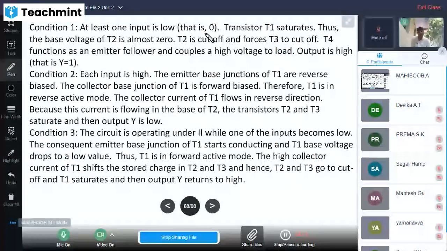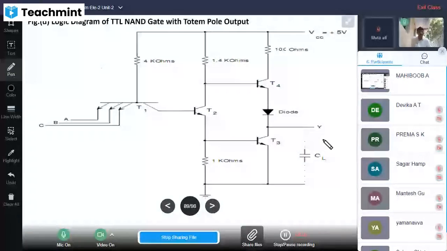At least one of the inputs is 0, the TTL transistor T1 saturates, thus the base of T2 is almost 0, T2 is cut off, T3 is cut off, and T4 functions as an emitter follower. Whatever emitter input is there, that is the output. Output is high, not low. When any one of the inputs is 0, output is high. So this is the function. Here the output is taken.